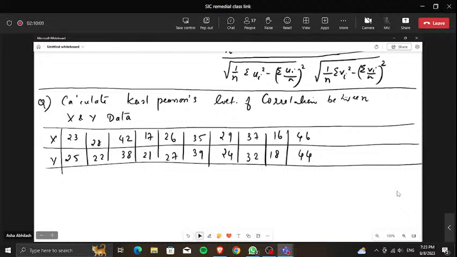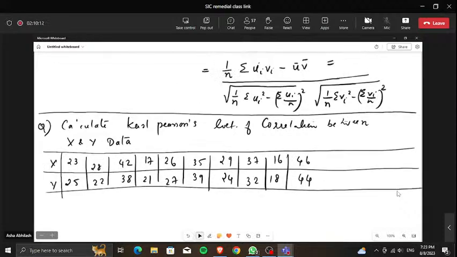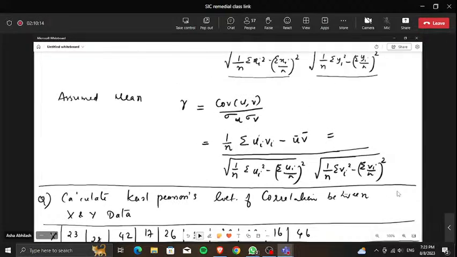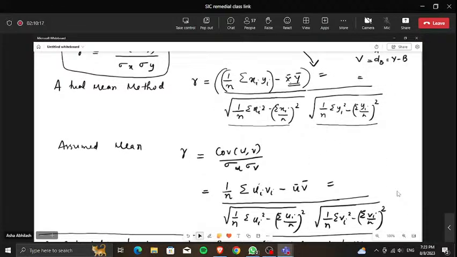One thing you have to remember is that Karl Pearson's coefficient of correlation, R, always lies between -1 and +1. If you get some other value, your calculation is wrong. If R is equal to 1, it is perfectly positively correlated. If R is equal to -1, it is perfectly negatively correlated. If R is equal to 0, there is no relation between these two.